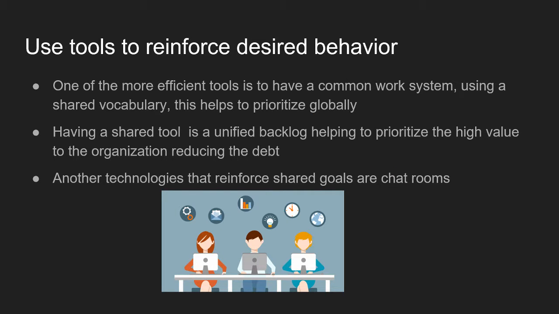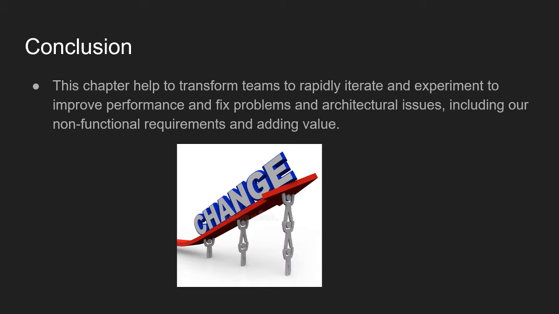We need to use some tools to keep the desired behavior, especially the ones that help us to communicate. One of the most efficient tools is having a common work system using a shared vocabulary. This helps to prioritize globally and get everybody on the same page. Also, having a shared goal tool is a unified backlog, helping to prioritize high value to the organization and reducing the debt, the ones we were just talking about in the last slide. Other technologies that reinforce shared goals are chat rooms. As I mentioned before, we need to keep communicating.